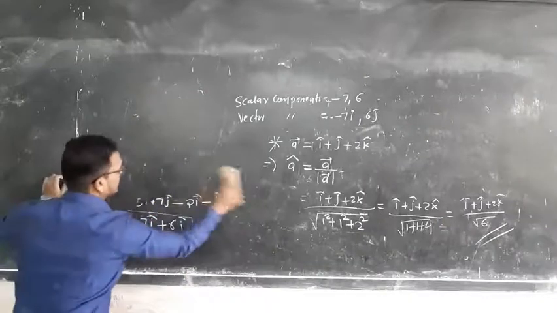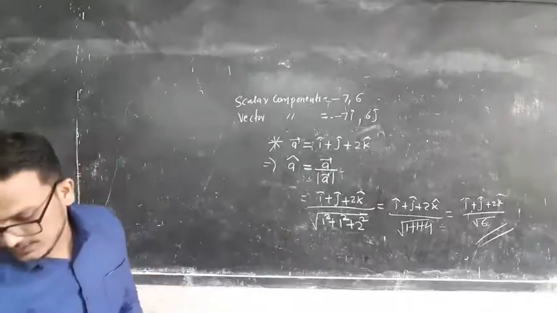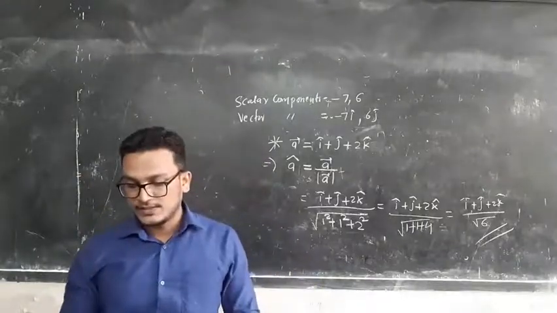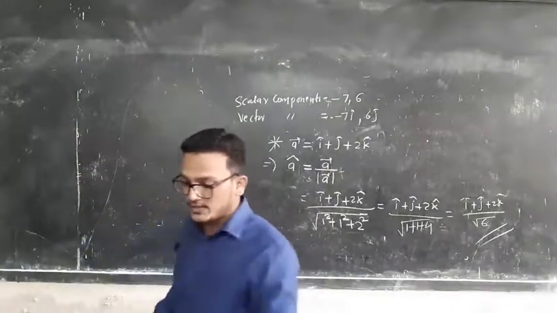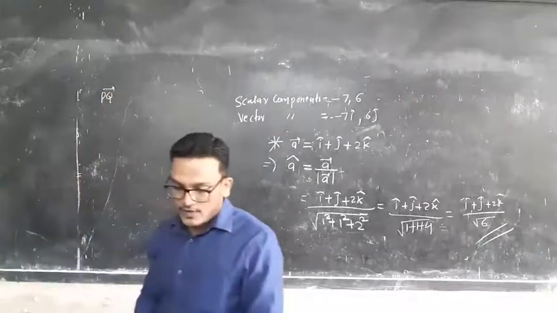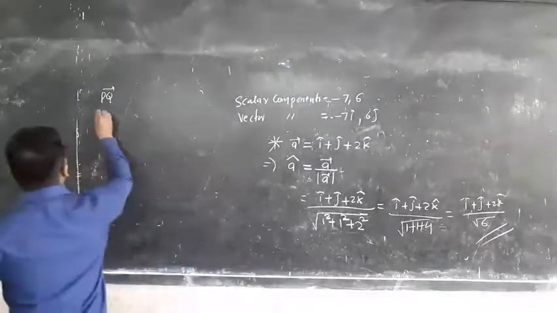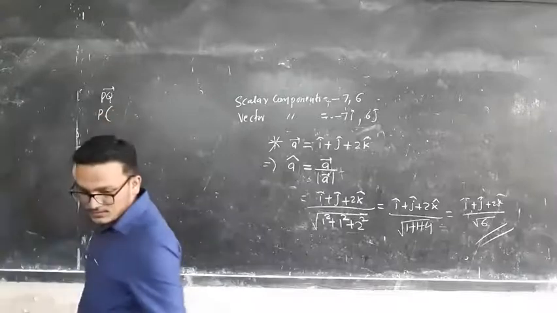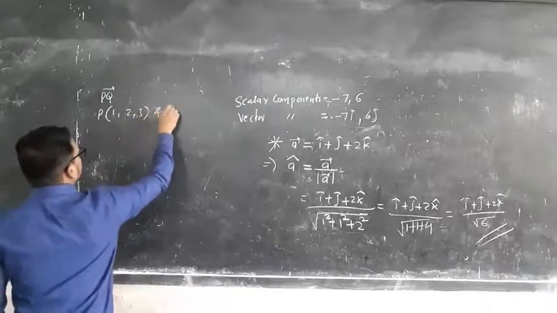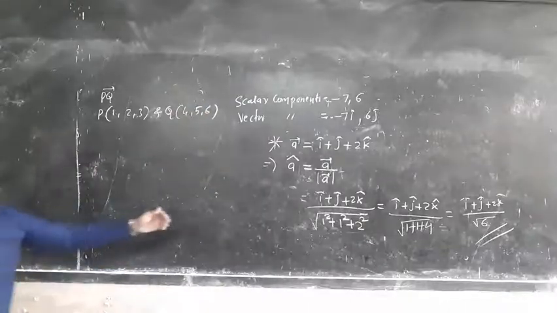Let us take the next example. Find the unit vector in the direction of the vector PQ, where P and Q are the points P is (1, 2, 3) and Q is (4, 5, 6).